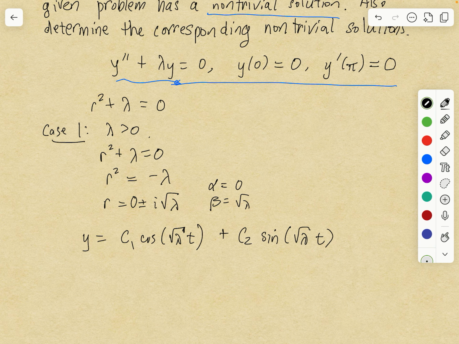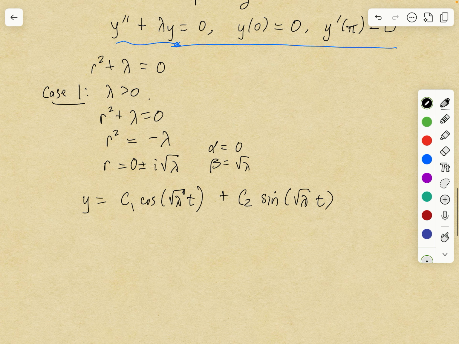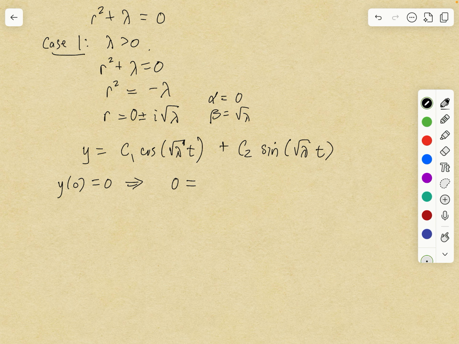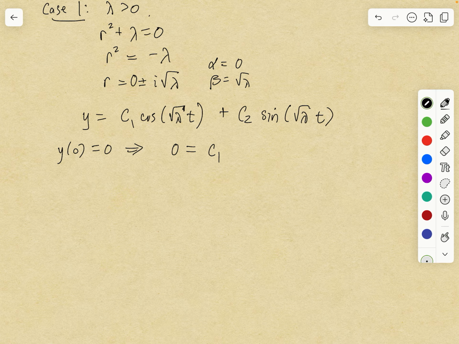Now I need to plug in my boundary values. When I plug in y of 0 equals 0, I plug in t equals 0 and get y equals 0. So 0 equals c1 times cosine of 0, which is 1, plus c2 times sine of 0, which is 0. So I get 0 equals c1. That's what I get from the first condition.